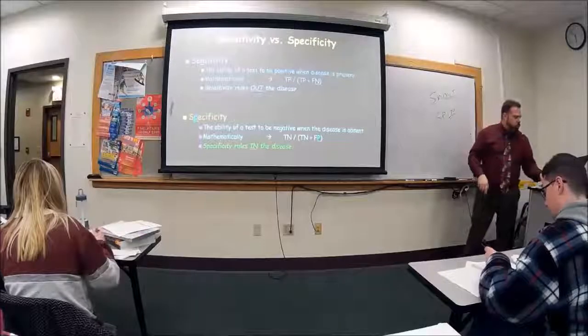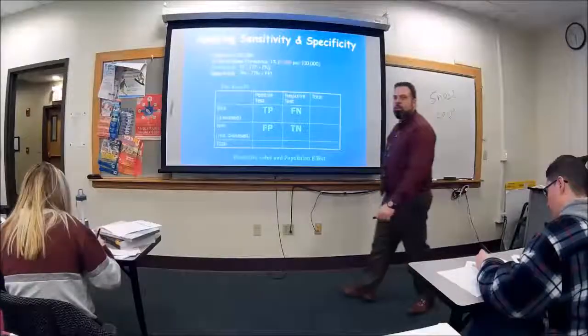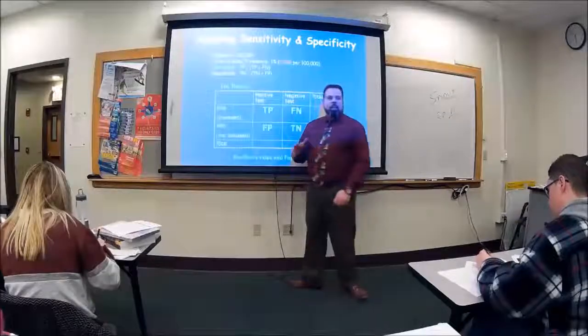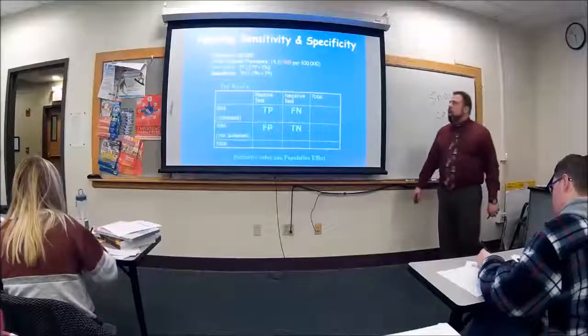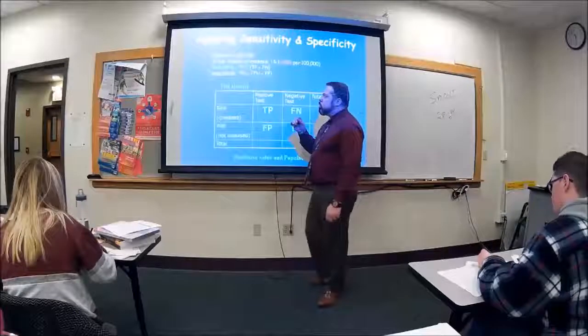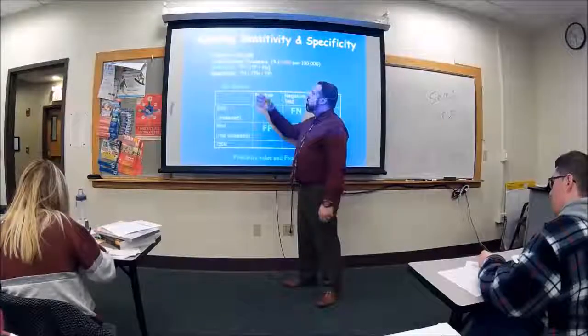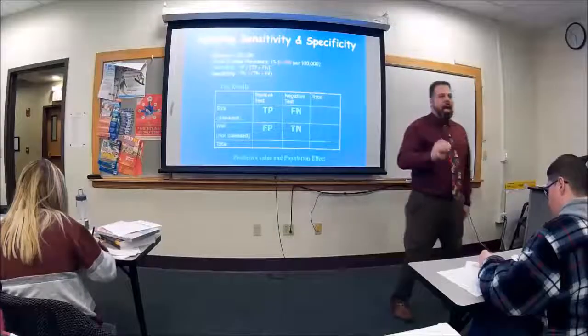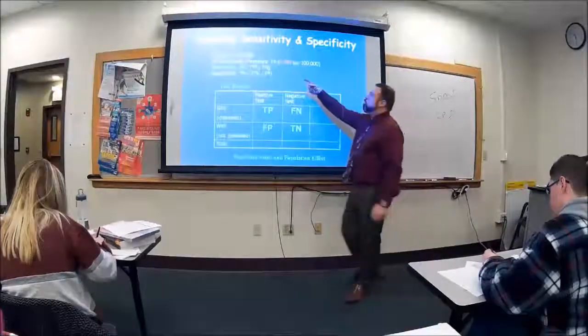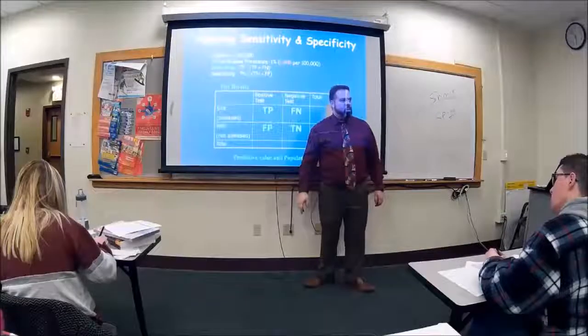So let's show you this example of how we put this together. Okay? So let's talk about a disease, and we're going to deal with a population of, let's say, 100,000 people. And this specific disease, whatever it is, there's a prevalence of 1%. So 1% of this population has the disease, which means that there's 1,000 people that have the disease out of 100,000. That's what that means.